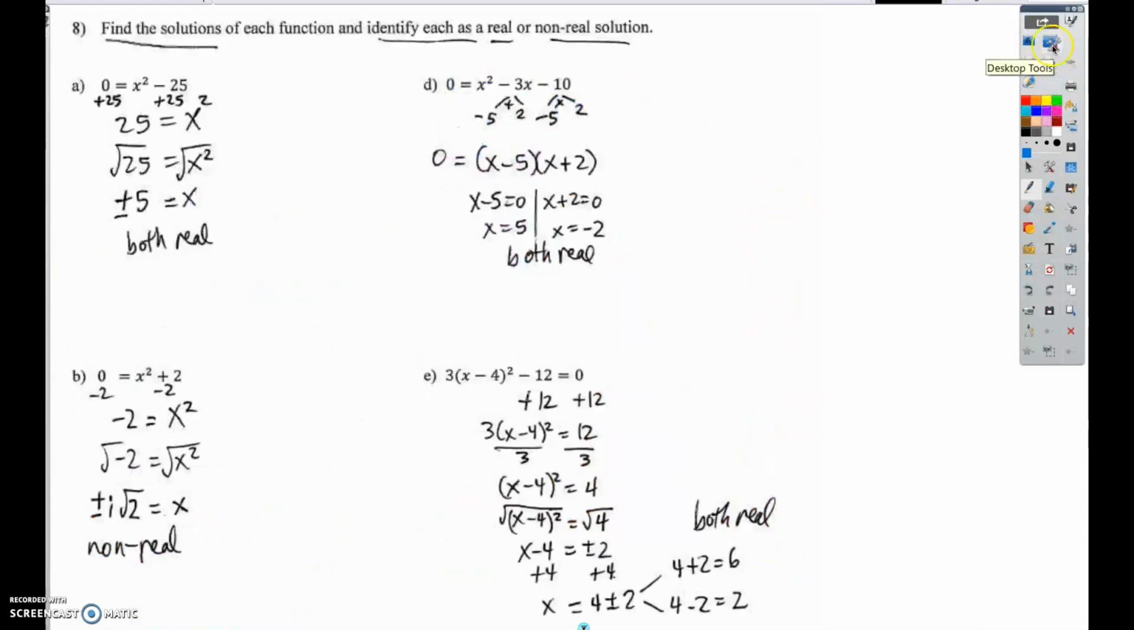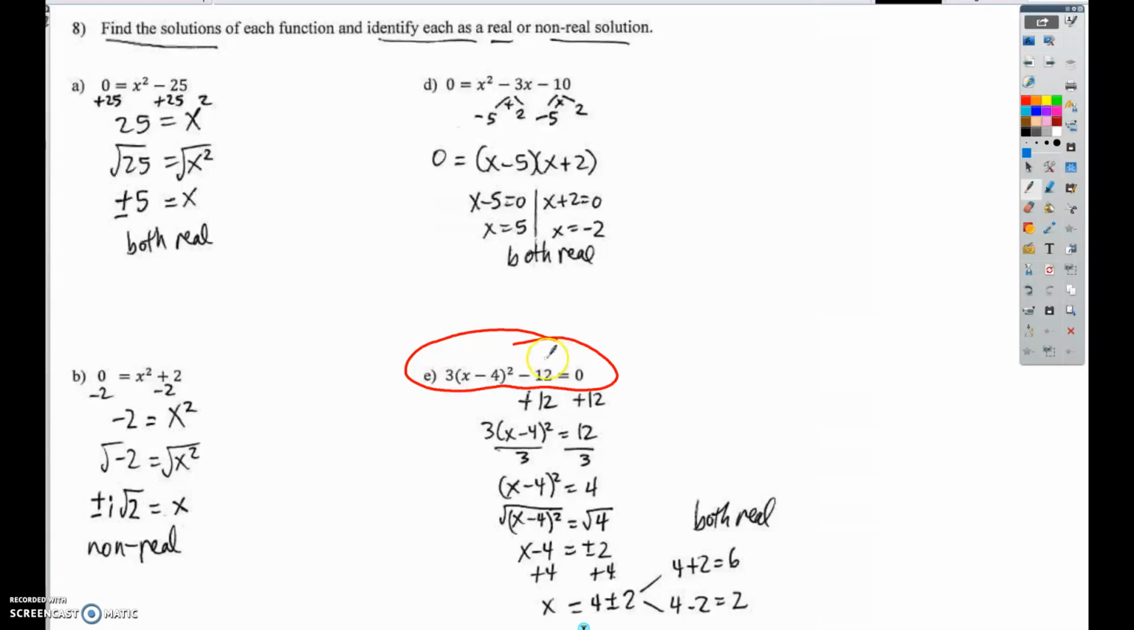I don't know if I skipped one. Okay, to number 8, it says find the solution and identify as real or non-real. I'm going to focus mostly on letter E below because this is a multi-step solving problem. Remember, the goal is to get x by itself.